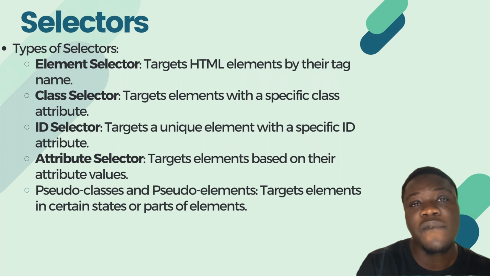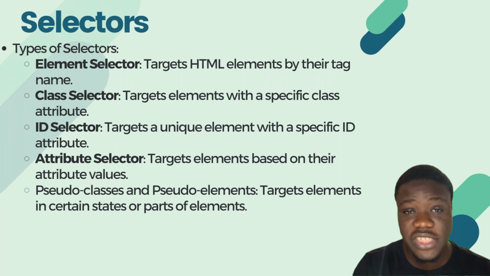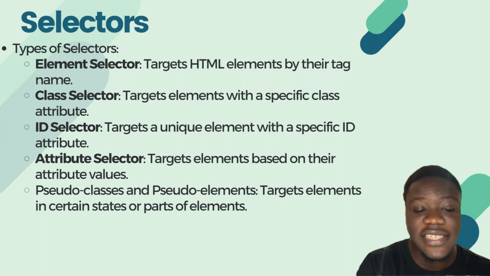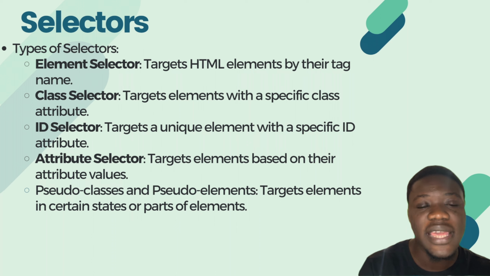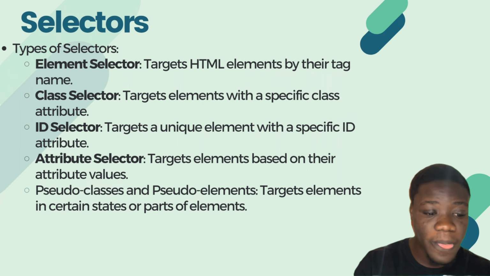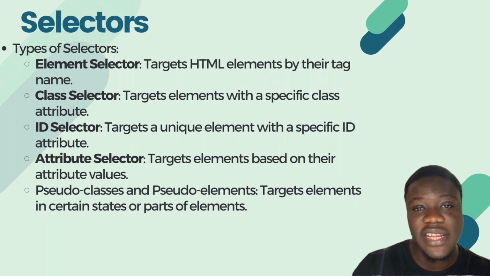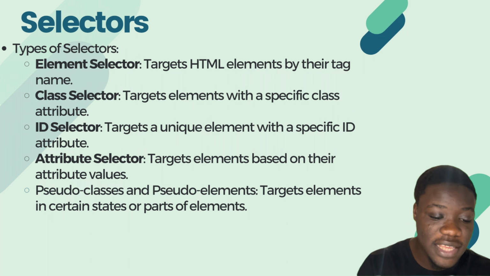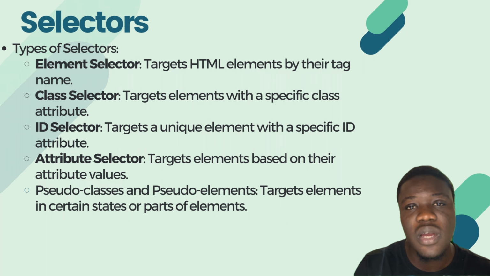Okay, we have to be using those selectors to style our HTML, right? So we use the element selector. The element selector targets HTML elements by their tag name, right? For example, if we have a p, we just write the name, P, then give the curly braces and it will be able to target them. Then class selectors, we have to use a dot in order to target those.